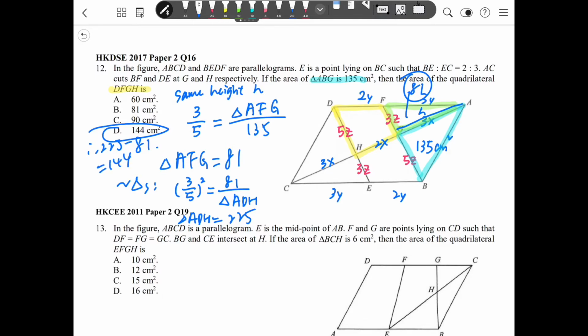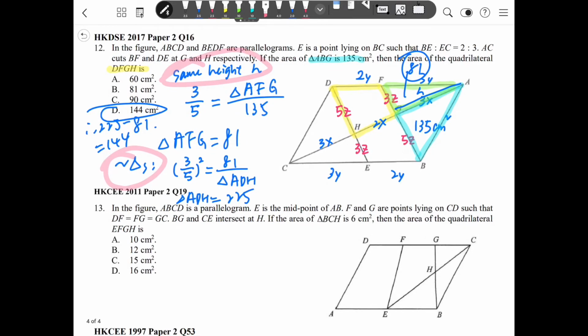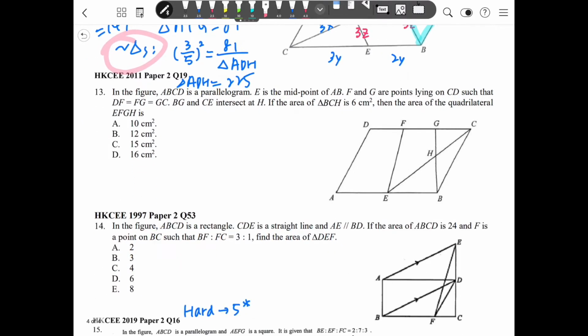Okay, so we make use of the same base, same height problem, and also similar triangle for two parts. So again, very familiar, and it's the same techniques again by different triangle. Okay, so question number 13. This question is a really hard problem.